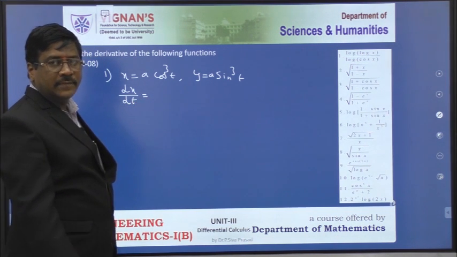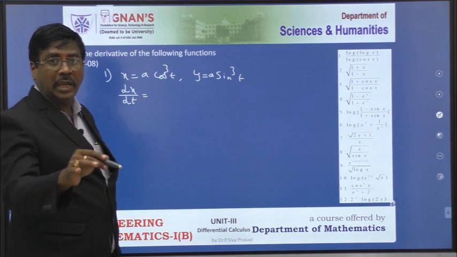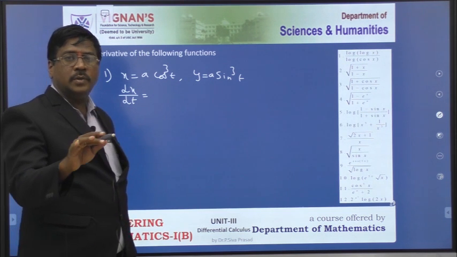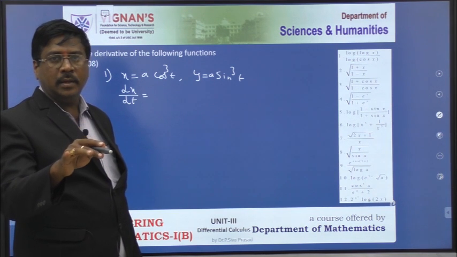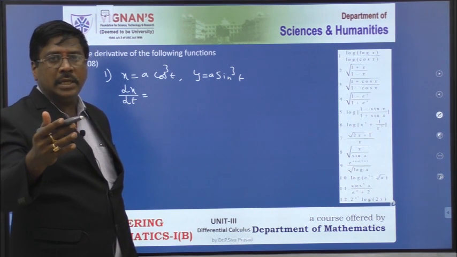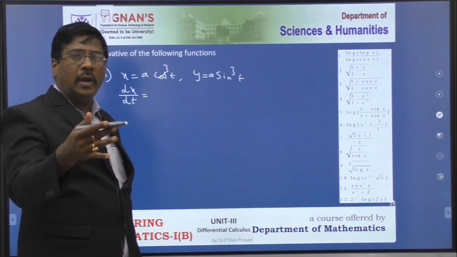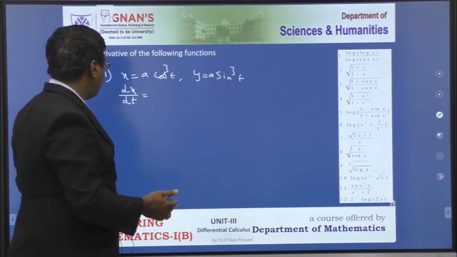That is, the x function I have to differentiate with respect to t. In all the previous problems, what you have to observe? We have to differentiate all the functions with respect to x. Here the competency level is to be increased. That is why you have to perform the derivative with respect to t only. Okay, please all of you say this.